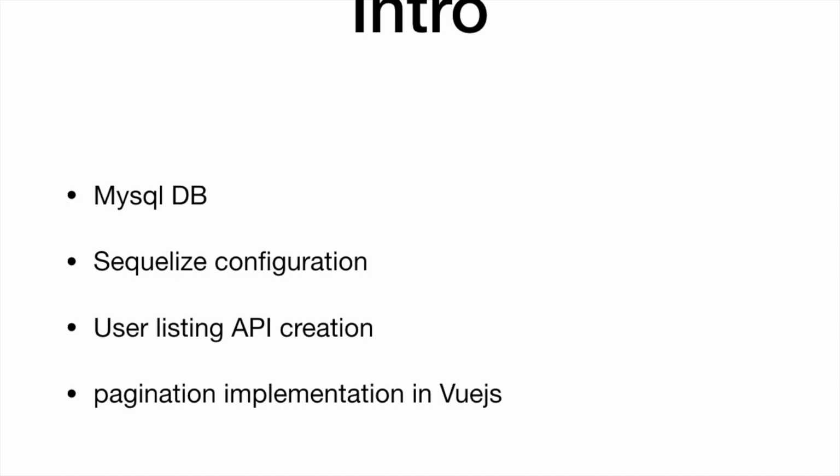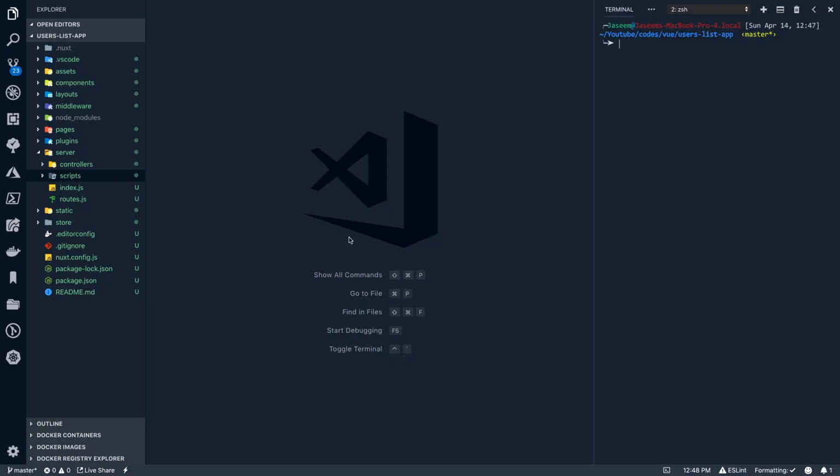Sequelize. Then I'm trying to create a user list API using this, and after that I will explain how to use pagination in the VueJs app. So we can start with the MySQL configuration first.